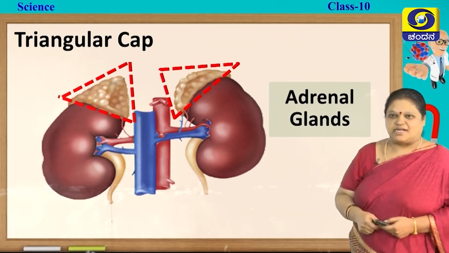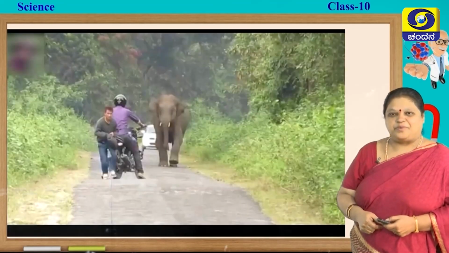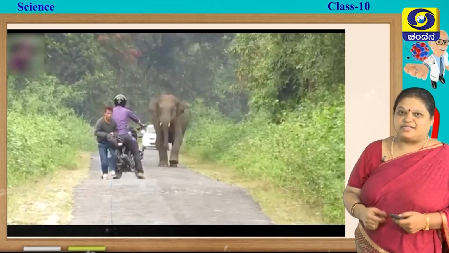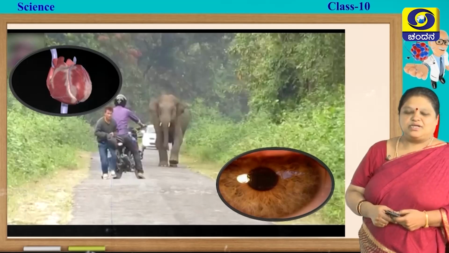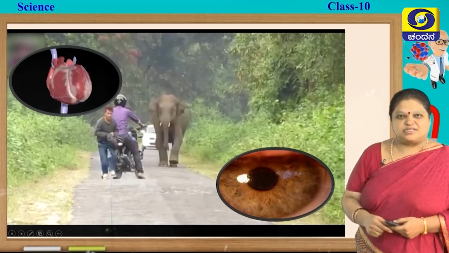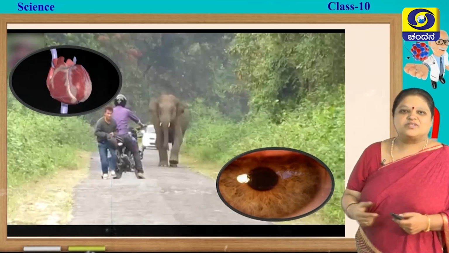You call them adrenal glands. These glands help in the secretion of a hormone, called adrenaline here, which is called the emergency hormone. So, what does it do? Here there is an emergency situation, that is, an elephant is chasing them. So, they are frightened, and they are running.